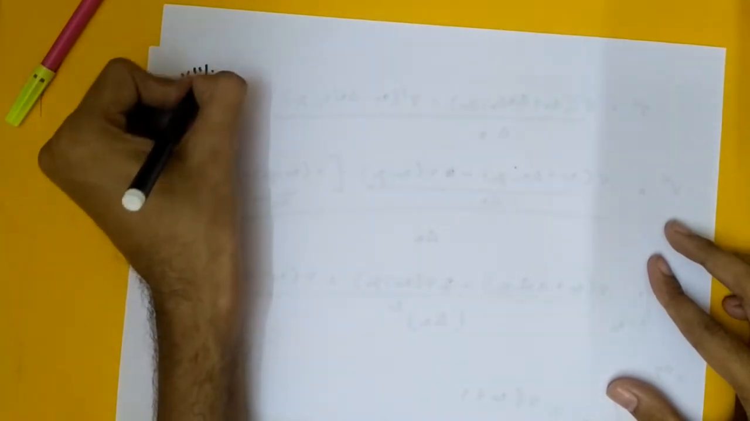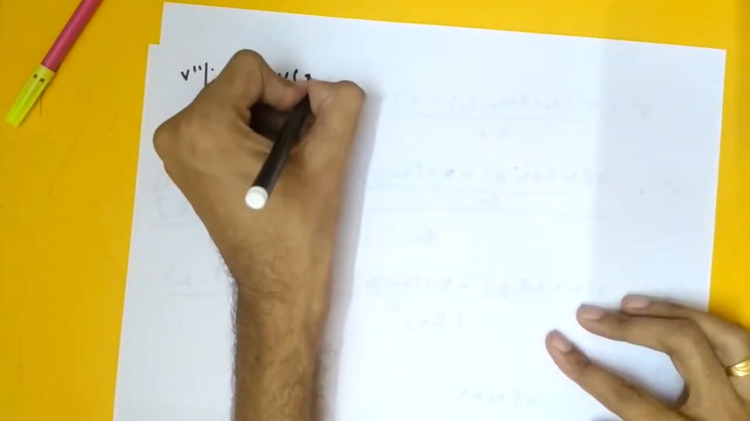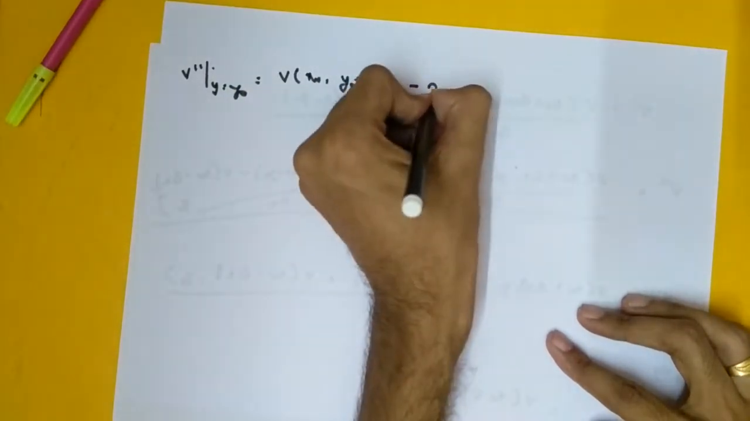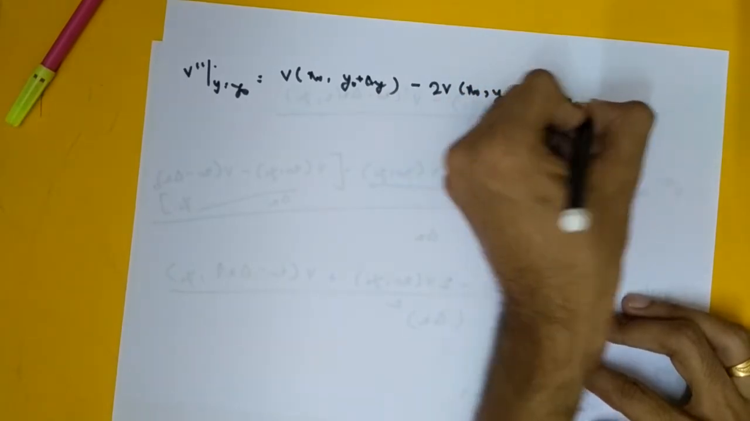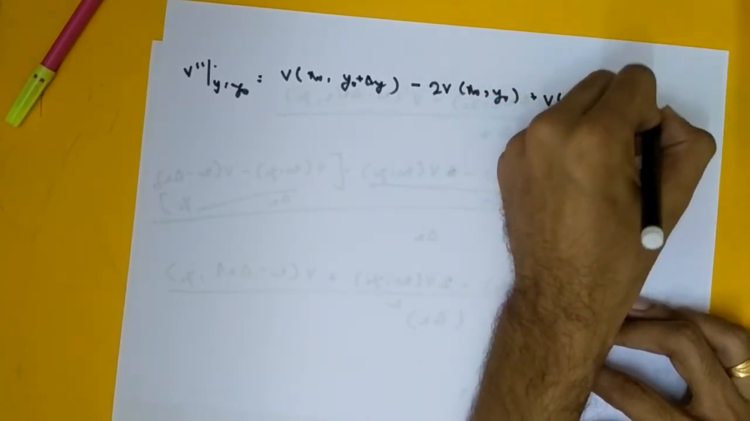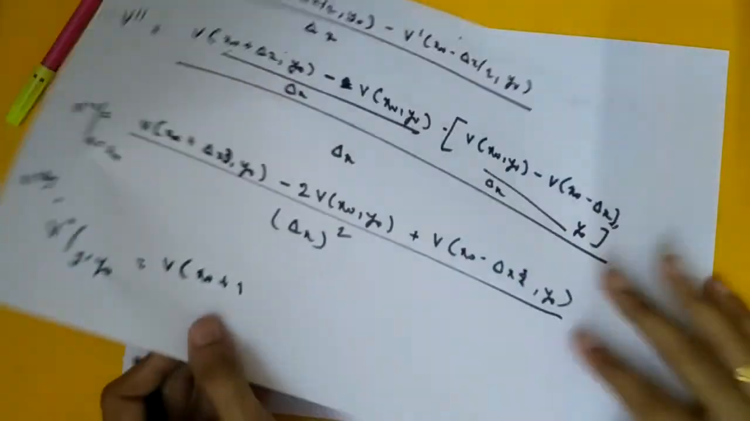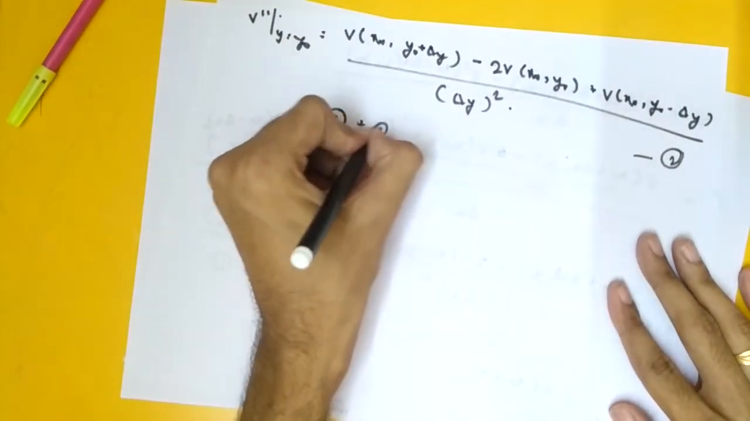Right here, v prime of y equal to y naught, it will be v of, now you are doing it on y, therefore it will be x naught comma y naught plus delta y minus 2v of x naught comma y naught plus v of x naught comma y naught minus delta y, upon delta y the whole square instead of delta x, right? So this is equation 1, this is equation 2, right? So what we have to do, add them. So 1 plus 2 we have to do.